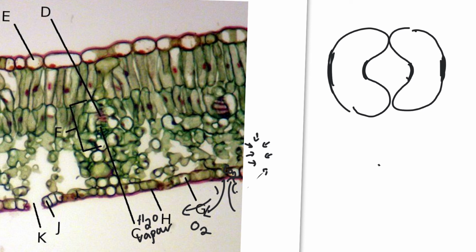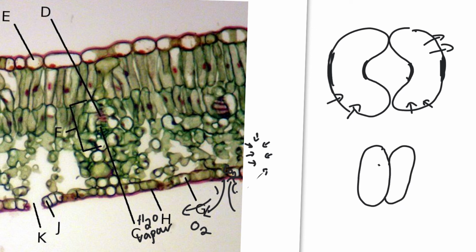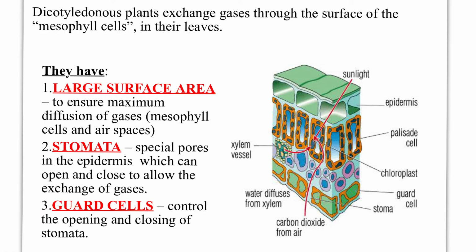So when water enters the guard cells, they expand in a way that causes them to bow outwards, and this creates the stoma. When they lose water and they return to this shape here, the stoma closes. So the plant can control the opening and closing of the stoma through the entry and exit of water into the guard cells. So, how are dicotyledonous plants adapted for gas exchange?